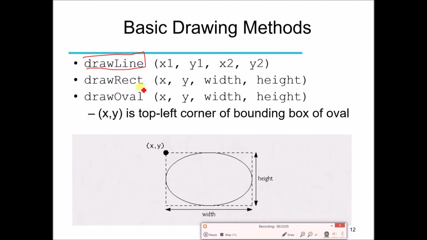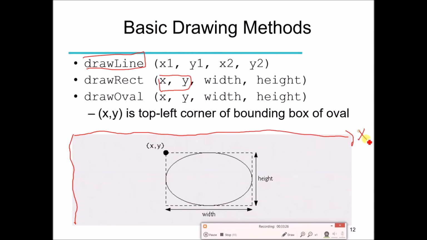If you want to draw a rectangle, we have to specify four parameters: x and y, width and height. X and y is basically the top left corner of the rectangle. Remember that in our Java coordinate system, the origin is at the top left. So our x values increase from left to right, and our y values increase in the Java coordinate system from top to bottom. So this is the origin here. This has the coordinate 0 and 0.